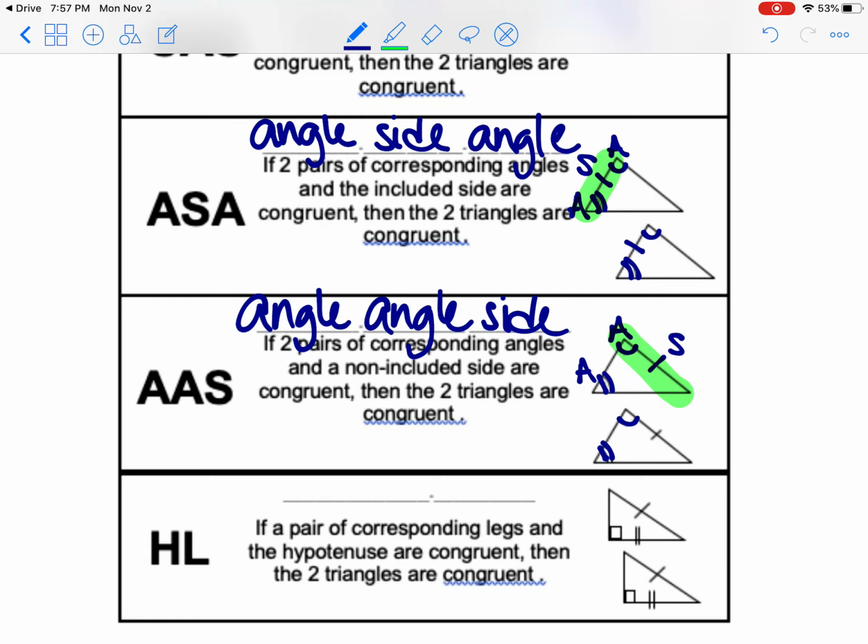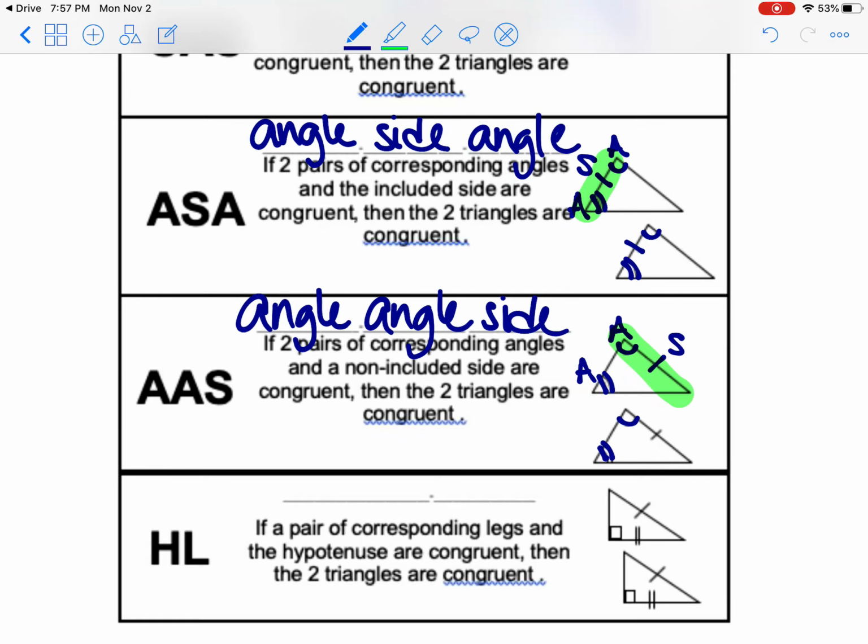Now, you may be thinking, what's the difference between angle, side, angle and angle, angle, side? What matters is where the side is. If you look here in green, do you see how the side with the tick mark is between the two angles? And if we look at the next one, it's not between the two angles. When the tick mark connects the two angles together, it's angle, side, angle. If it's away from the two angles, not between, then it is angle, angle, side.